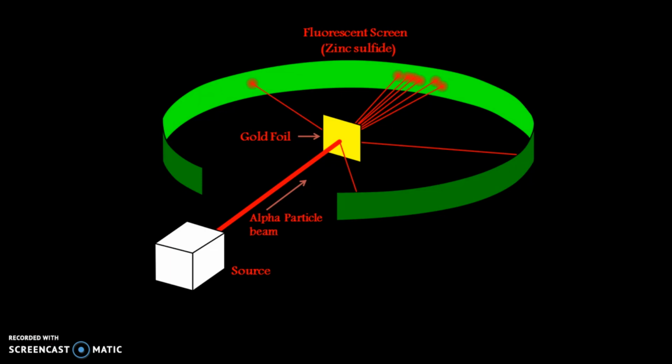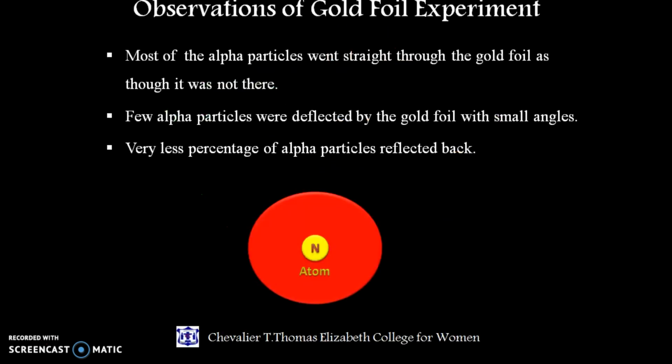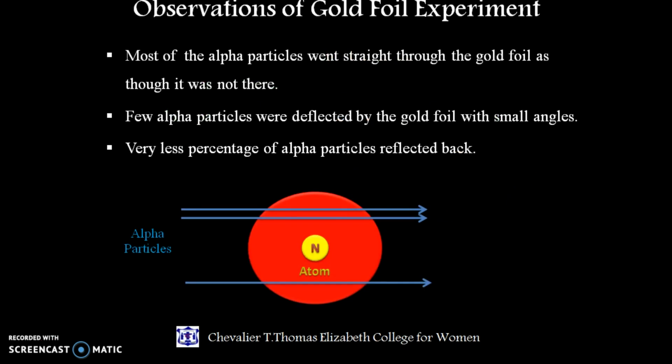The scientists expected that all of the alpha particles would pass through the gold foil with only a slight deviation or none at all. But surprisingly, Geiger and Marsden observed that around 99% of alpha particles passed undeviated, as if the gold foil was not there. Only a few were deflected or scattered. A very small percentage of alpha particles were reflected back.